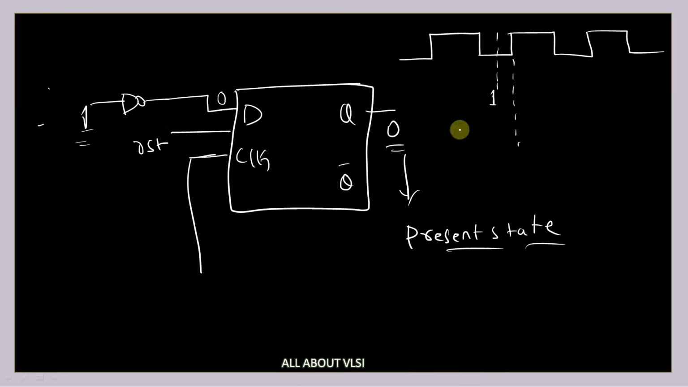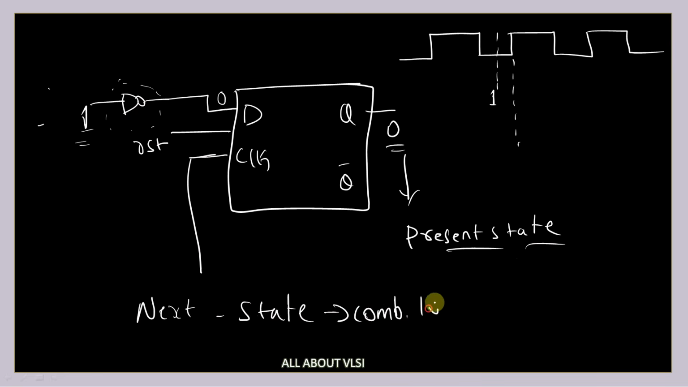So this next state is basically decided by your combinational logic. What should be your next state? That is decided by this combinational logic. Whatever input you pass to this combinational logic decides your next state. So the next state is decided by the combinational logic, whereas your present state is decided by the sequential logic.